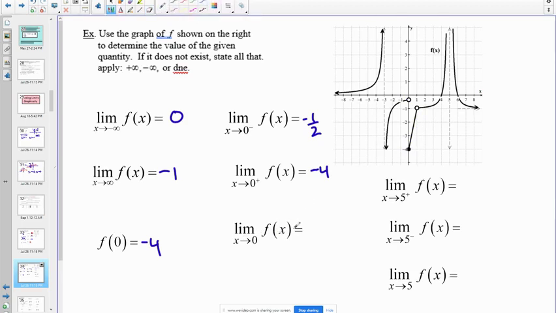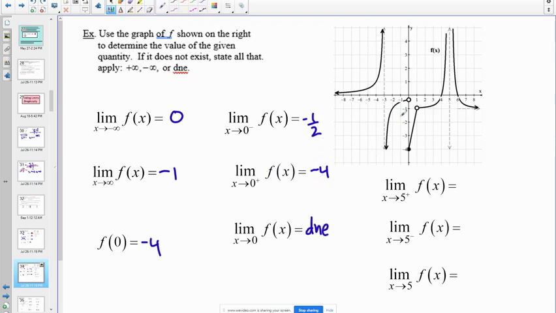Okay, so here's a question. What is the limit of f of x as x approaches 0? So for there to be a limit, for this to have an answer, the limit of f of x as x is approaching 0 from the left must be the same as the limit of f of x as x approaches 0 from the right. And do you see these two numbers are different? Okay, and since they're different, then this answer does not exist.